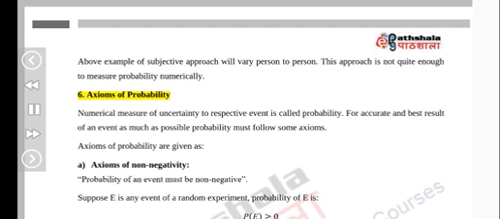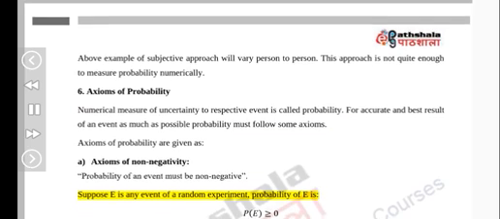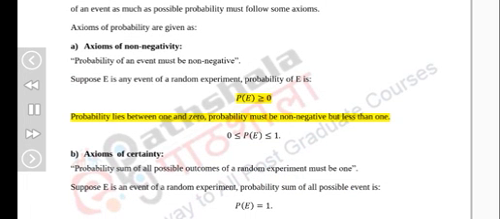6. Axioms of probability. The numerical measure of uncertainty for the respective event is called probability. For accurate and the best possible result of an event, probability must follow some axioms. Axioms of probability are given as follows. A. Axiom of non-negativity. The probability of an event must be non-negative. Suppose E is any event of a random experiment, the probability of E, P(E), is greater than or equal to 0. Probability lies between 0 and 1. Probability must be non-negative but not more than 1. 0 is less than or equal to P(E) is less than or equal to 1.